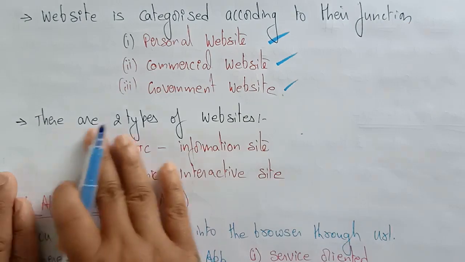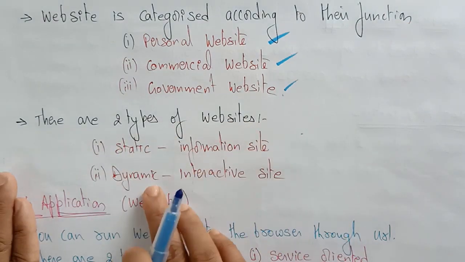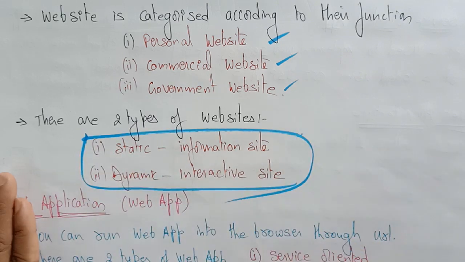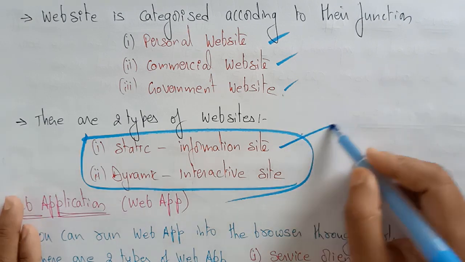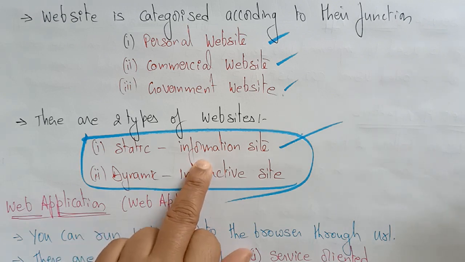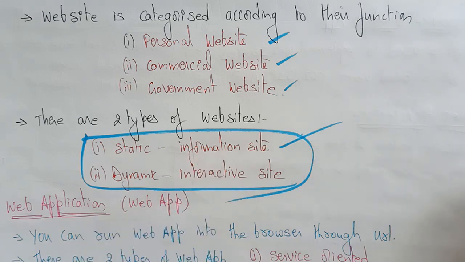Actually, there are two types of websites, static and dynamic. You can take your personal websites as static websites, because in a static website you are storing a lot of information in your site. The another name for the static website is the information site. It has complete information. It has the database consisting of complete information.